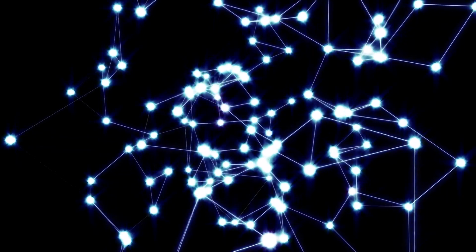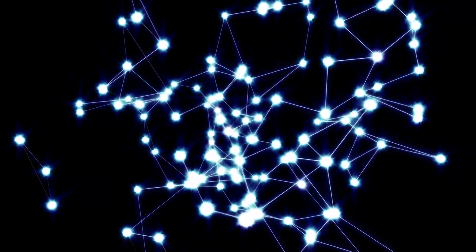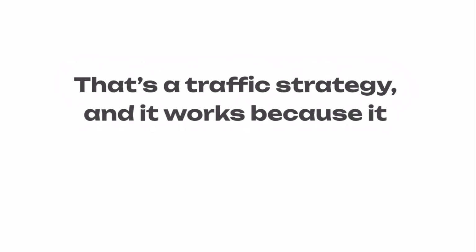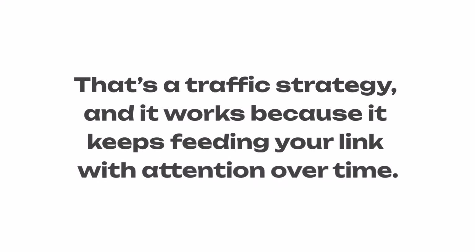One piece of PLR can easily turn into 5 or 10 separate videos if you break it down properly, so you're multiplying your output without constantly starting from zero. That's a traffic strategy, and it works because it keeps feeding your link with attention over time.